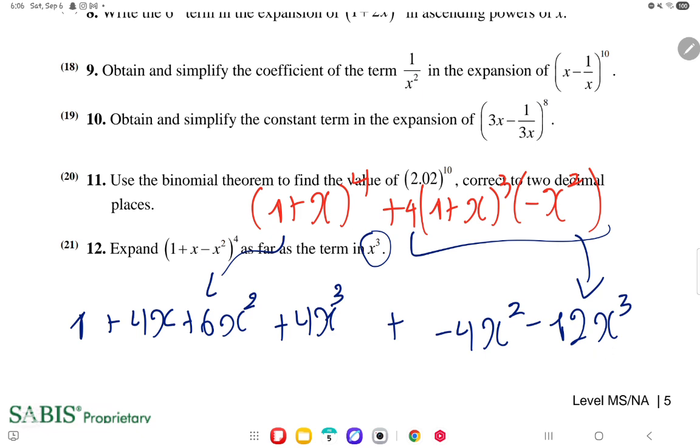So we only need to add them now. So it's going to be 1 plus 4x plus 2x squared minus 8x to the power of 3. So this is our final answer for question number 12.